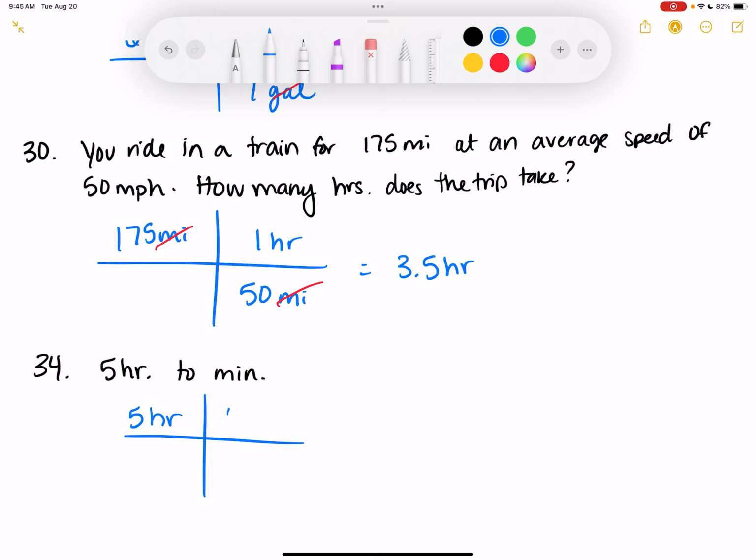So there are 60 minutes in 1 hour. So the hours cancel. 5 times 60 is what? So 300 minutes.